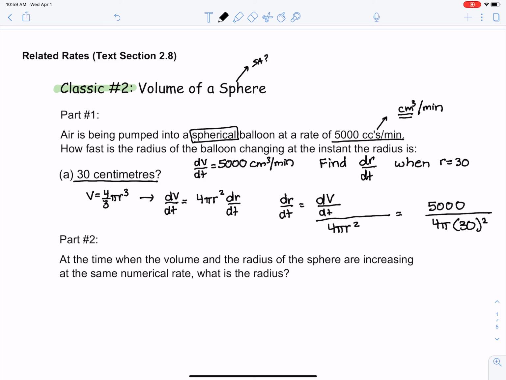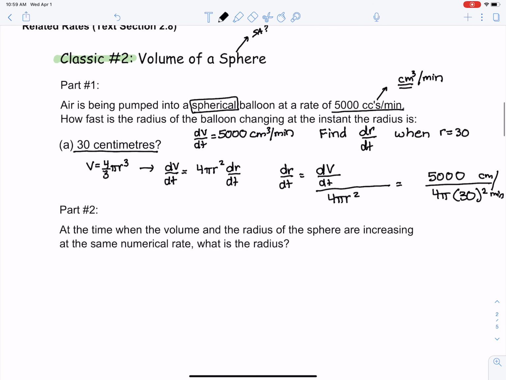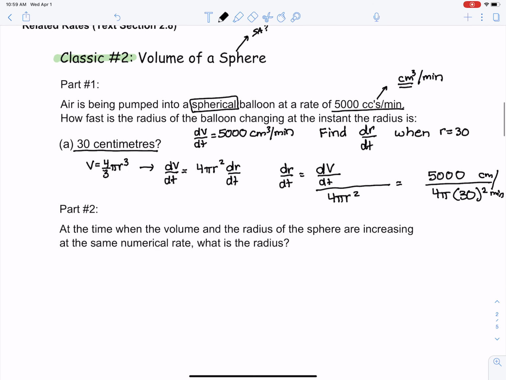I'm happy with you leaving your answer like that. Just put some units on it. So this would be centimeters, because that's the radius units, per minute. And that would be my final answer. They can ask you modified questions related to this.